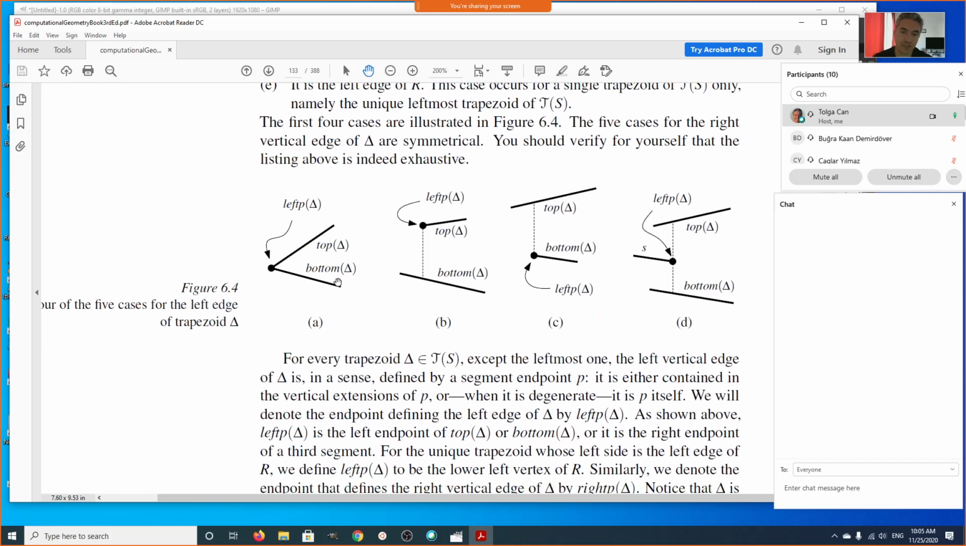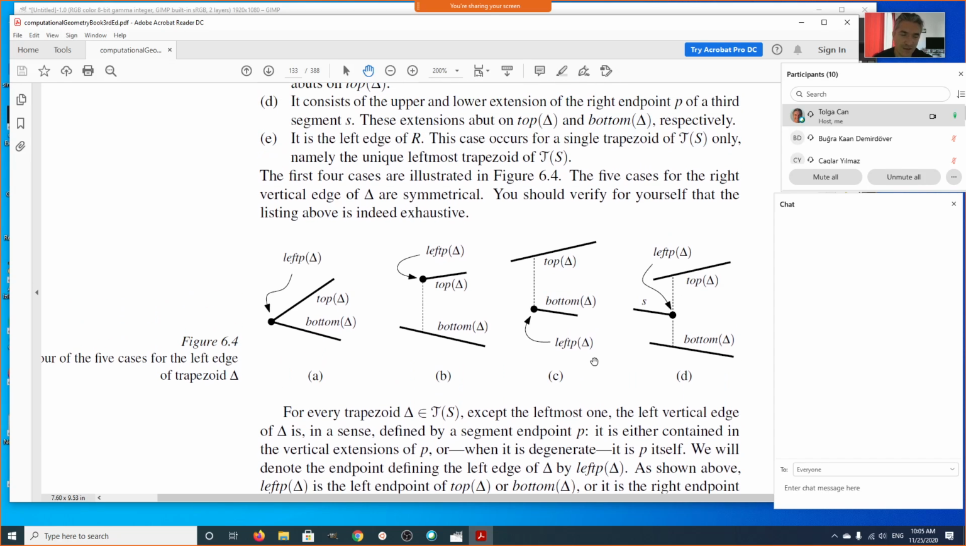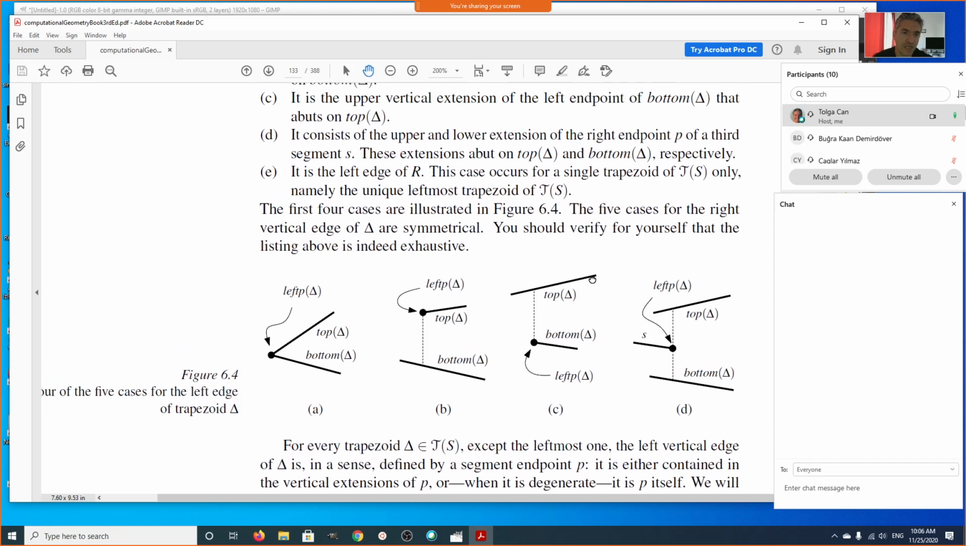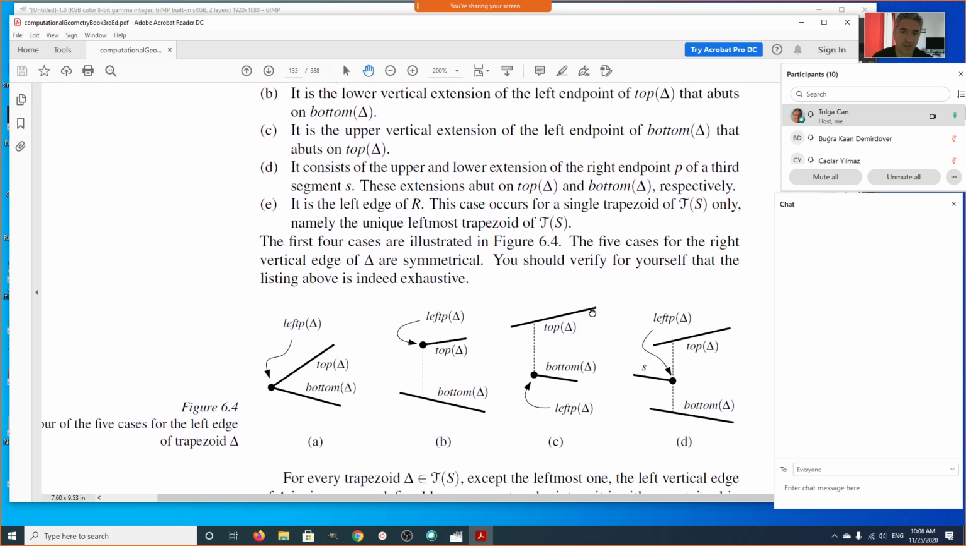And the book discusses different cases where the left point may not belong to an edge. There may be no vertical extension on the left point. It may be the beginning point of the top edge. It may be the beginning point of the bottom edge, or it may be the end point of some third edge that ends at this vertical extension. But the main thing here is that the trapezoidal map is going to contain, and we can identify trapezoids only by using a little amount of information for each of them.